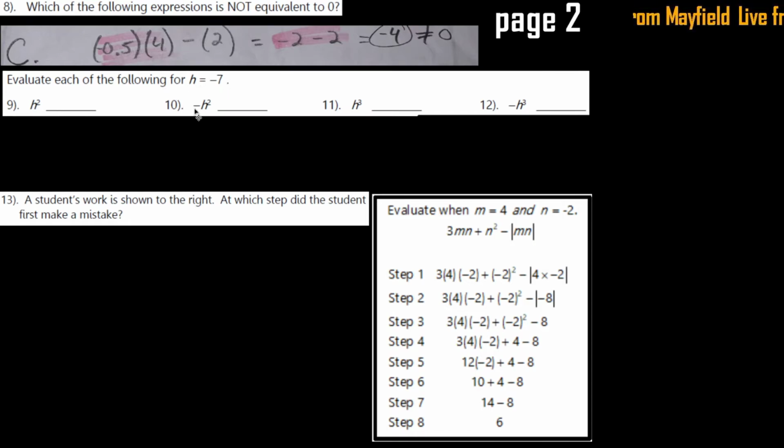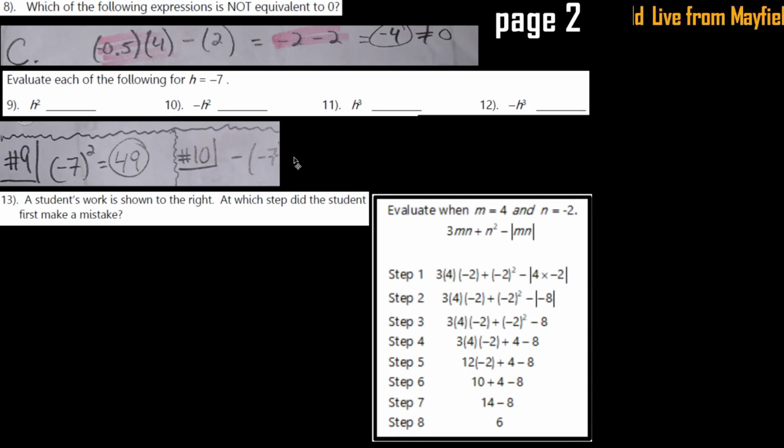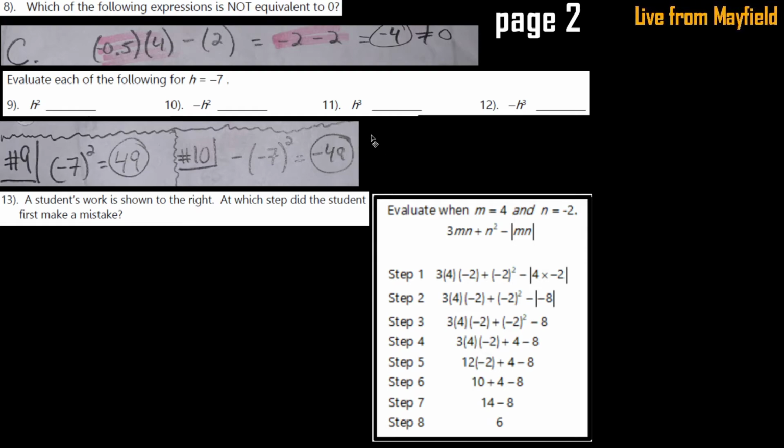And then it says, evaluate each of the following for h equals negative 7. So for each of these expressions, 9, 10, 11, and 12, you're going to have h equals negative 7, but you want to make sure that you're plugging in using those parentheses. So each of these should be different values. For that first one, I have negative 7 squared. Well, that's 49. Then I have the opposite of negative 7 squared, which is negative 49.